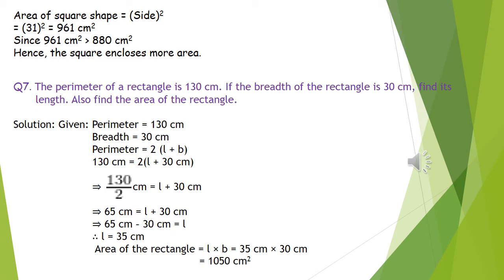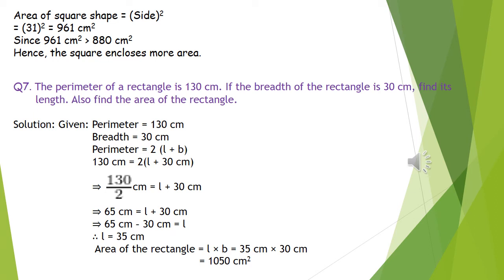Now in the second part of the question they are asking which shape is enclosing more area. So the area of a square shape is side square. So 31 square is equal to 961 centimeter square. Since 961 centimeter square is greater than 880 centimeter square, the square encloses more area. We are moving to question number 7.